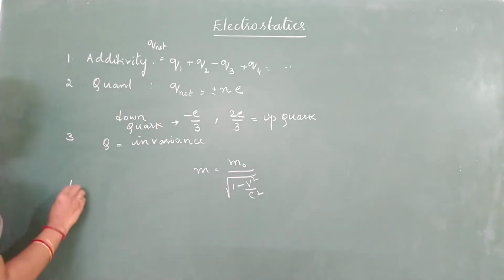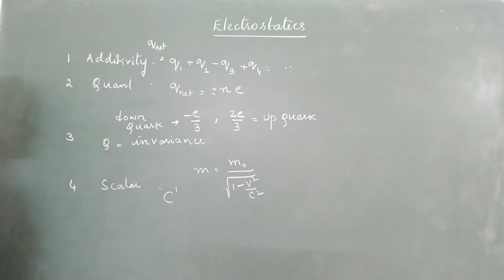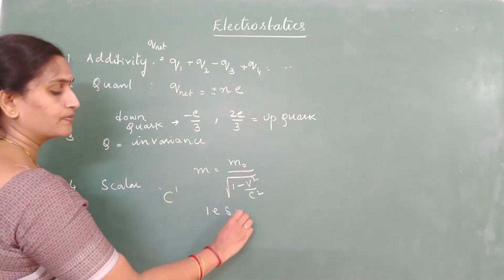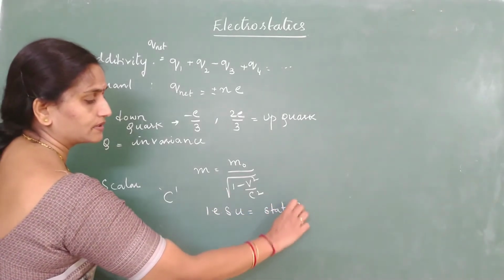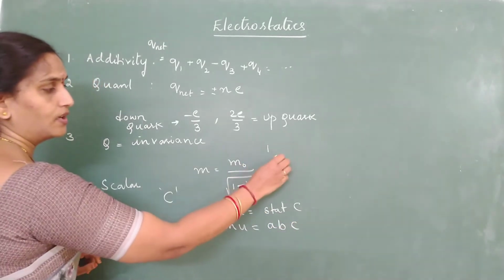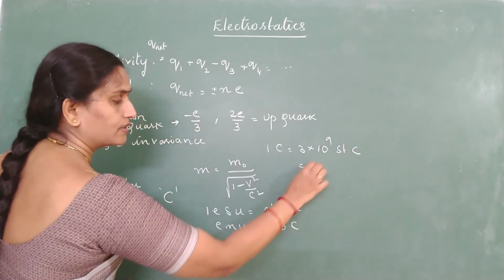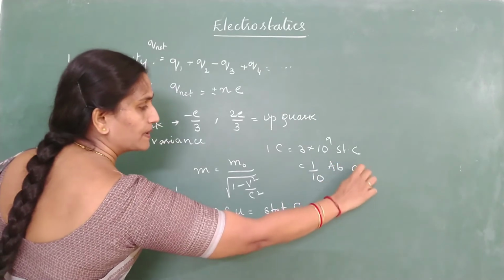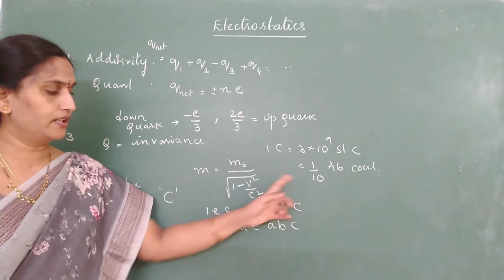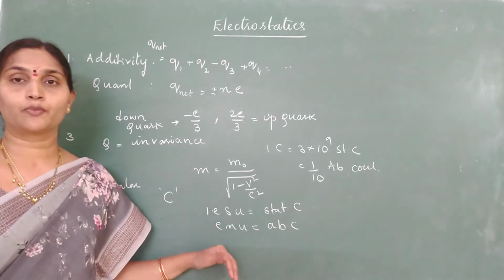And we know charge is a scalar quantity. The SI unit is coulomb. But apart from this, we also use electrostatic and electromagnetic units. What is the electrostatic unit? 1 ESU is the stat coulomb. And the electromagnetic unit of charge is the ab coulomb. What is the conversion? 1 coulomb is 3 into 10 to the power 9 stat coulomb, or 1/10 of an ab coulomb. These are the conversions when you are converting the regular unit into electrostatic and electromagnetic units. So these are a few points that you have to remember regarding properties of charges.